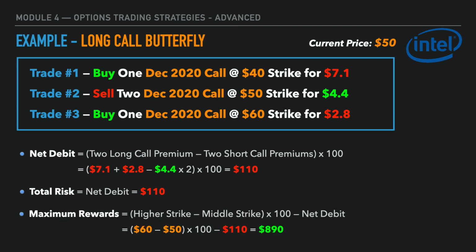Your maximum reward will be your higher strike price minus the middle strike price, or the current share price, and then multiplied by 100 and then minus the net debit. After the calculation, we can get the maximum potential profit for this trade is $890.